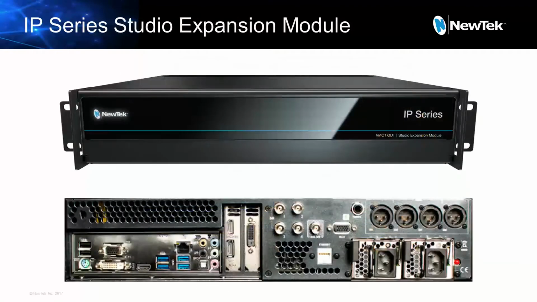And then finally, one last product I want to talk about that's part of the IP series line is the IP series Studio Expansion Module. Now, this was what was called the out module originally when we first introduced IP series, but with the creation of the Connect line, this product also got renamed to the Studio Expansion Module. And this is a 2-rack unit box that gives you 4 additional 3G SDI outputs along with some analog audio on it that you can use to route more outputs out of an IP series system.